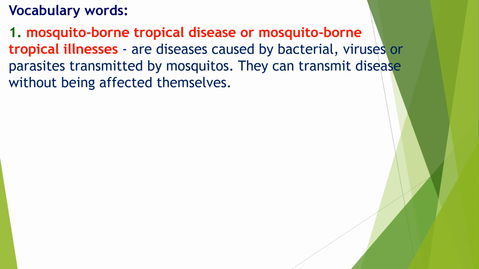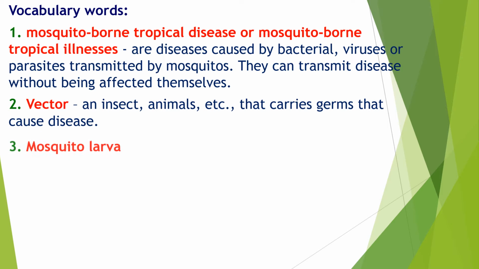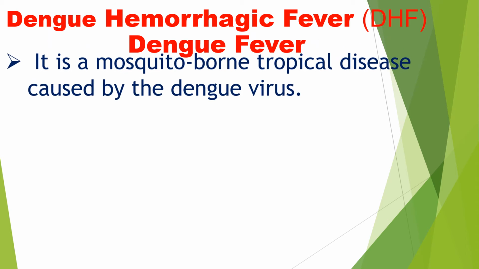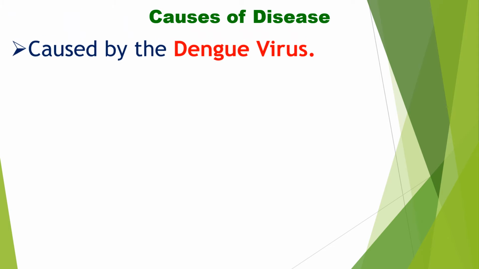Vocabulary words: mosquito-borne tropical disease or mosquito-borne tropical illnesses. Vector: mosquito larva, rash or rashes, and the dengue hemorrhagic fever or dengue fever. It is a mosquito-borne tropical disease caused by the dengue virus. Again, the causes of this disease, it is caused by the dengue virus.